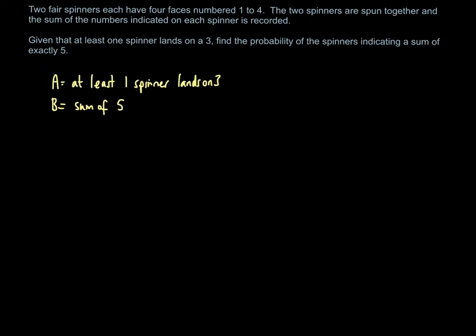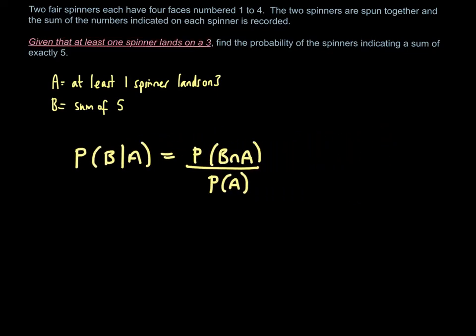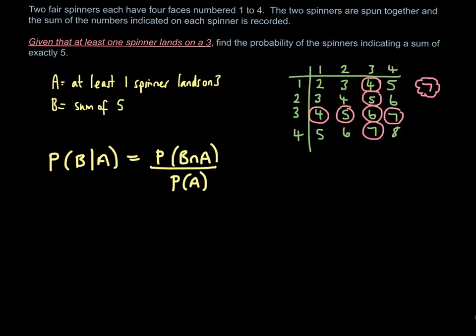Right, so now we'll use the formula for conditional probability to work out this problem. We want the probability that it's a sum of 5 given that at least one spinner lands on a 3. So that's the probability of B given A, and we know that's going to be equal to the probability of B intersection A divided by the probability of A. So we need to find the probability of it being a sum of 5 and landing on a 3, which is what the probability of B intersection A is representing. And we need the probability of A, so the probability of at least one spinner landing on a 3.